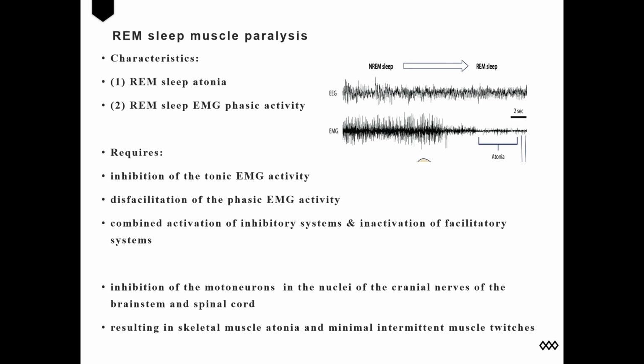It is characterized by continuous sustained absence of muscle tone, which is also known as REM sleep atonia, and a few intermittent bursts of muscular activity that can be associated with minimal muscle twitches, resulting in the brief and small distal movements of the limbs, ears, orofacial area, jaw, and tail, which is known as the REM sleep EMG phasic activity.